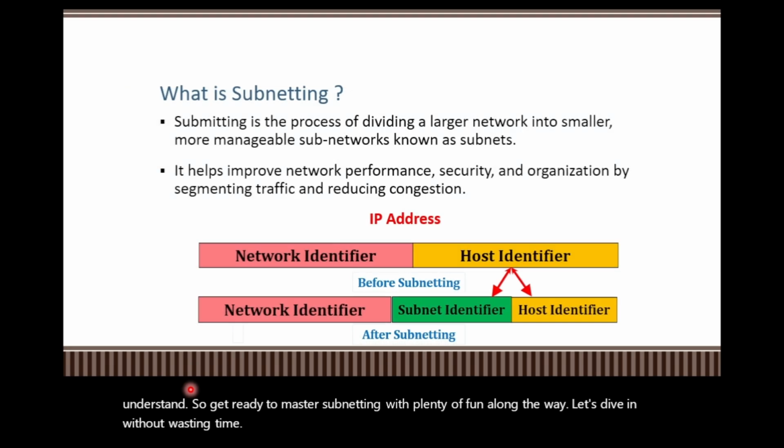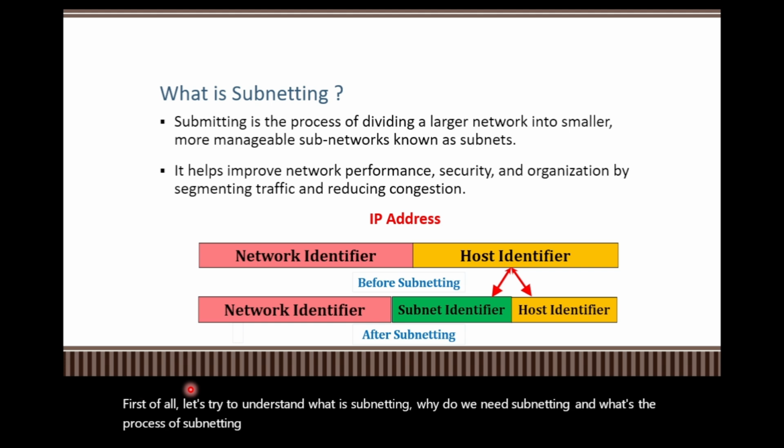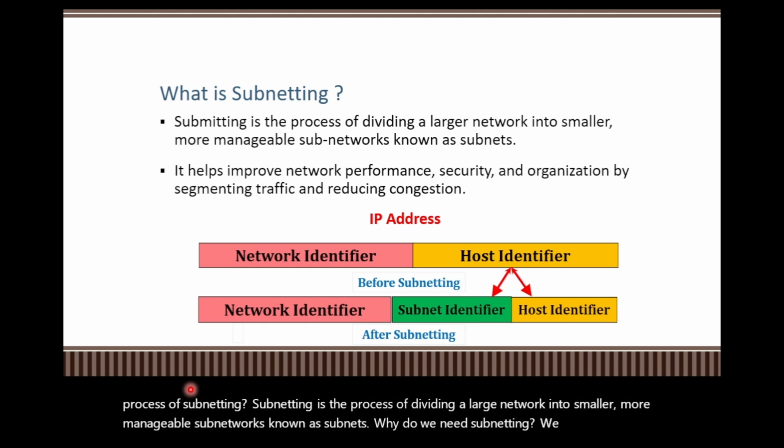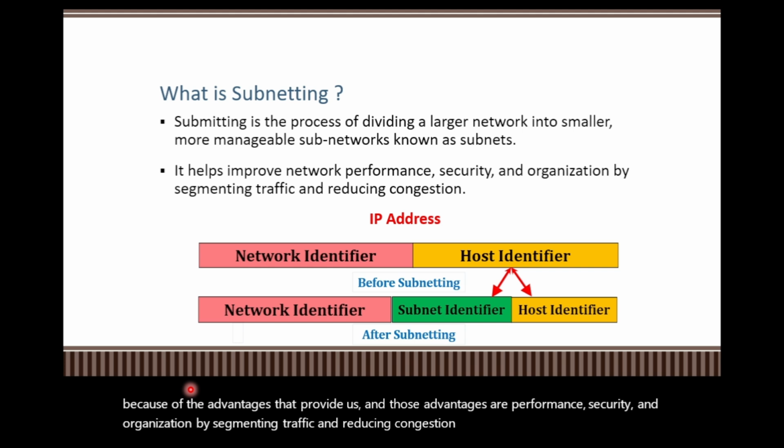First of all, let's try to understand what is subnetting, why do we need subnetting, and what's the process of subnetting. Subnetting is the process of dividing a large network into smaller, more manageable subnetworks known as subnets. Why do we need subnetting? We need subnetting because of the advantages that it provides us, and those advantages are performance, security, and organization by segmenting traffic and reducing congestion.